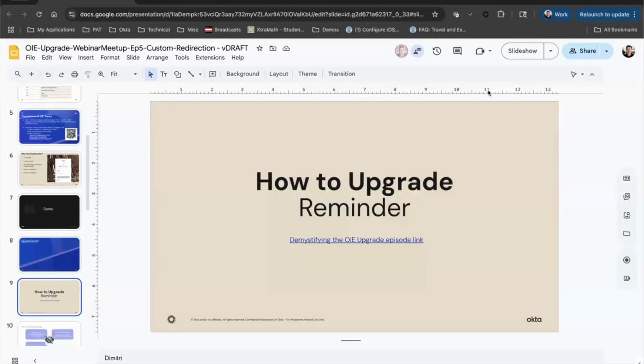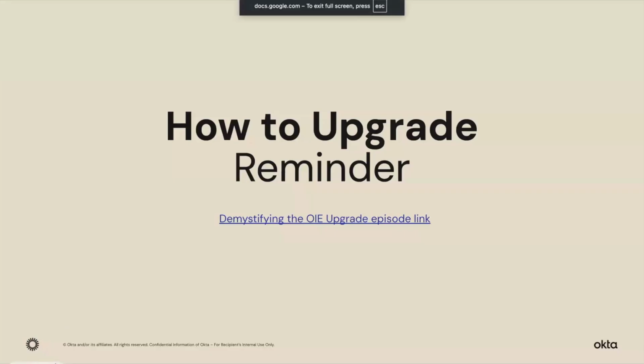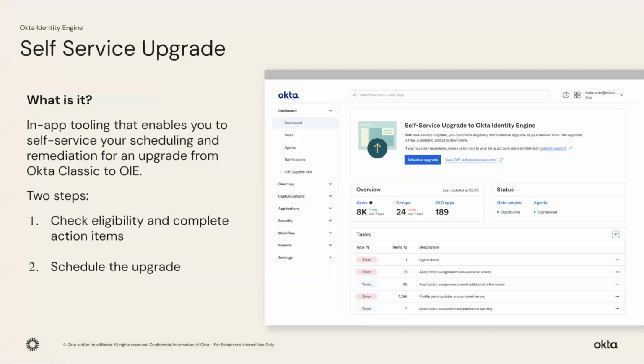But I do want to quickly go through a quick reminder of how, if you are still in Classic, how to get to OIE. So it is a self-service process now. If you log in as a super admin, you should see this banner at the top of your dashboard with a big scary schedule upgrade button. Don't worry, you can click the button. It doesn't do anything yet.